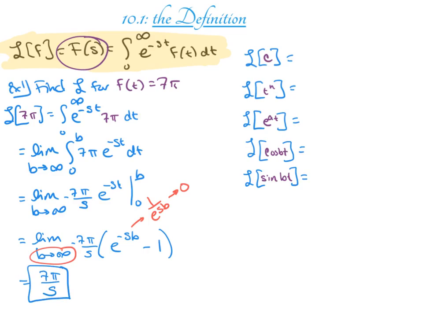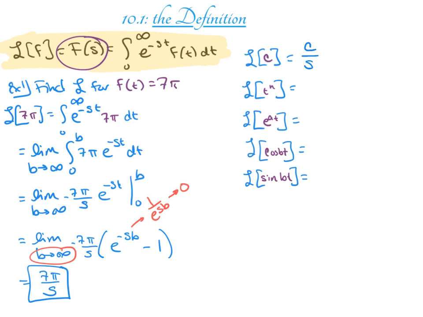Okay, so our Laplace transform of 7 pi is 7 pi over s. Notice it's an algebraic function of s. So without doing this all over again, the Laplace transform of any constant is that constant divided by s.